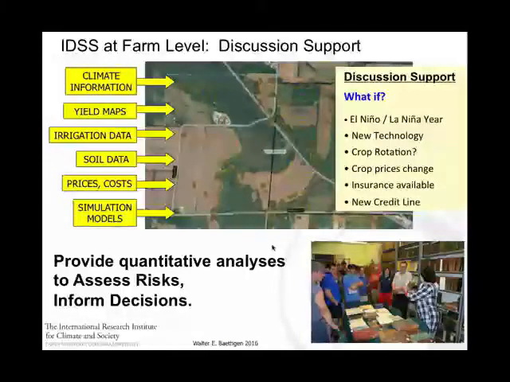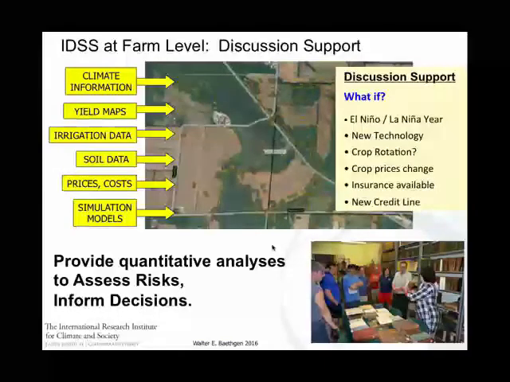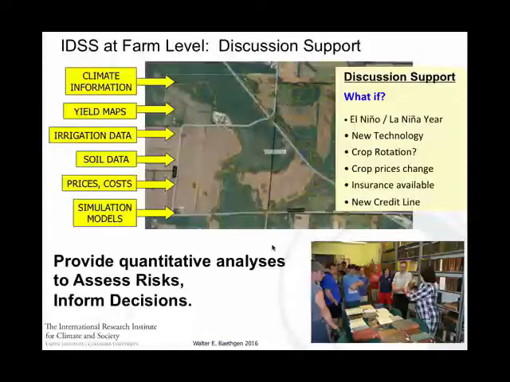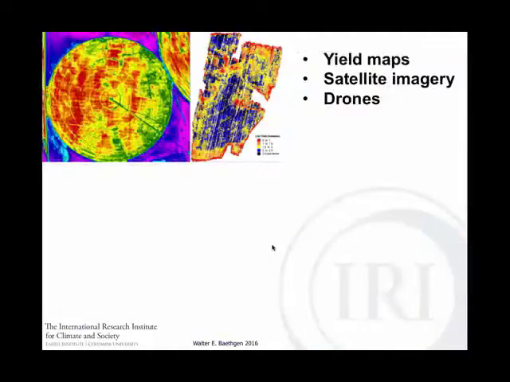This is a typical exercise an advisor or a consultant does with a farmer. What these tools add to that is the quantitative analysis. What is the probability, for example, that if you use this type of technology, once every 3 or 4 years you're going to end up losing money? This is the type of information that the decision support system can provide.